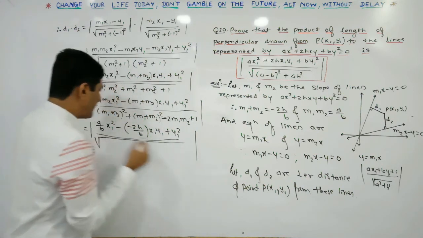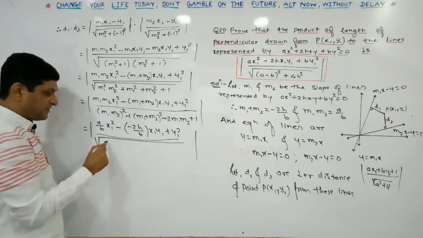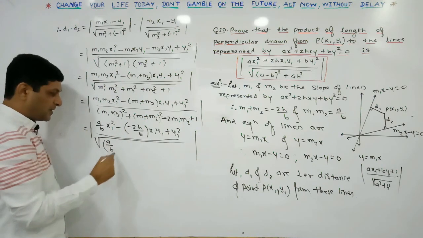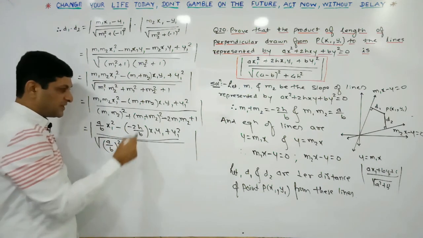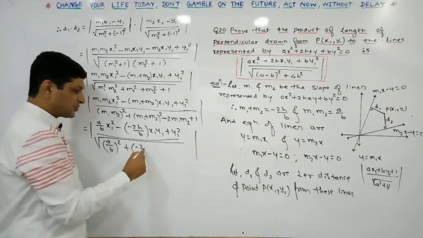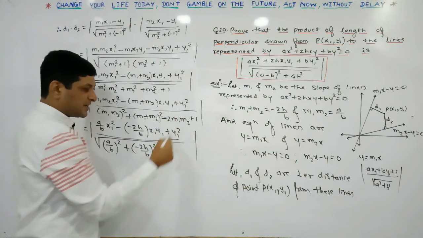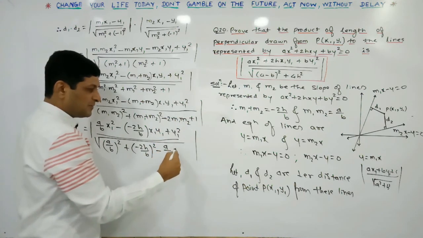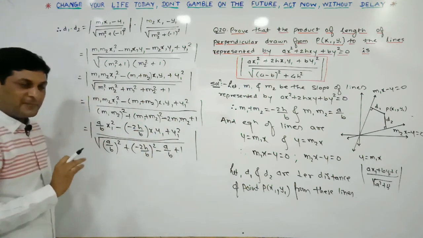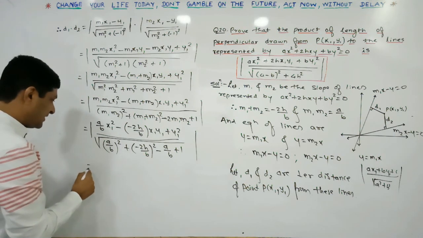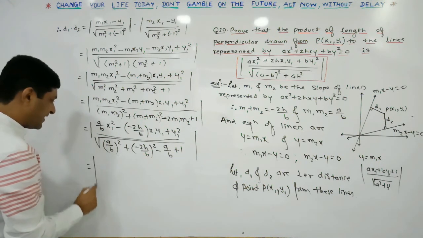Now substitute the value of m1 into m2. What is the value of m1 into m2? A upon b. Keep this square as it is plus what is sum of slope? Minus 2h upon b. Keep this whole bracket square as it is minus product of slope is a upon b plus 1. Keep it as it is. Okay. So now observe the numerator very carefully.